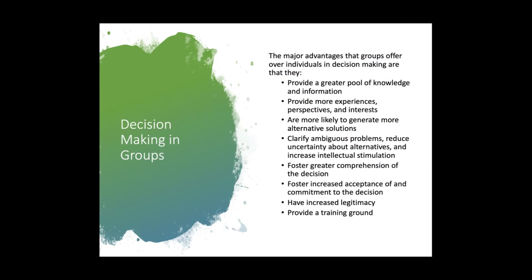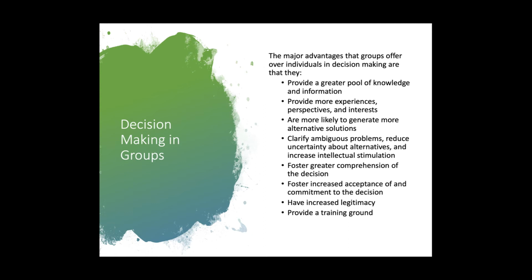Now, making decisions in groups has advantages and disadvantages. So let's look at the advantages first. And these, of course, are potential advantages. You have to do some real work in order to realize these, but you can see the major advantages that group decision-making offers. It provides a greater pool of knowledge and information because different people have different domains of their own knowledge and expertise. It provides more experiences, more perspectives, and more sets of interests to the decision and to the salient parts of the decision.